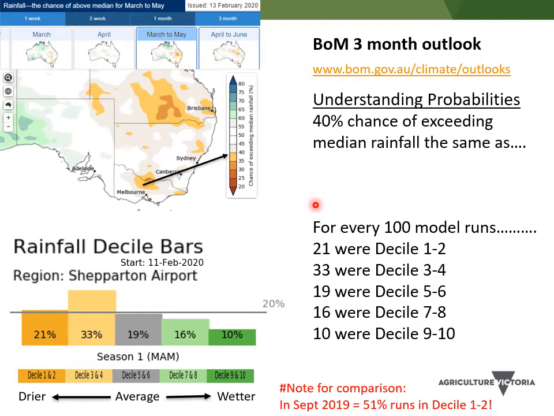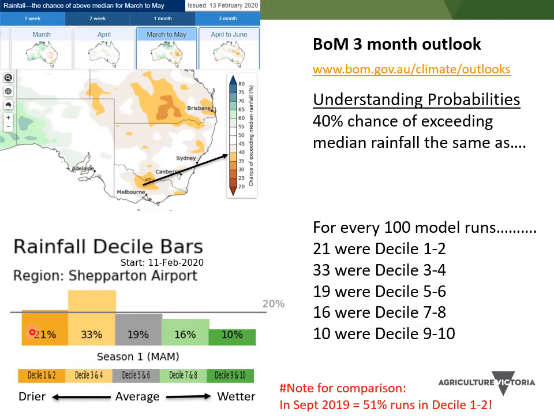So imagine that they've run the forecast, they've looked at sea surface temperatures and where the cloud is, and they've run the models for the next 3 months. And out of 100 model runs, this is sort of what's happening. This is showing the spread of the model runs for March, April, May for somewhere like Shepparton, not too far away.